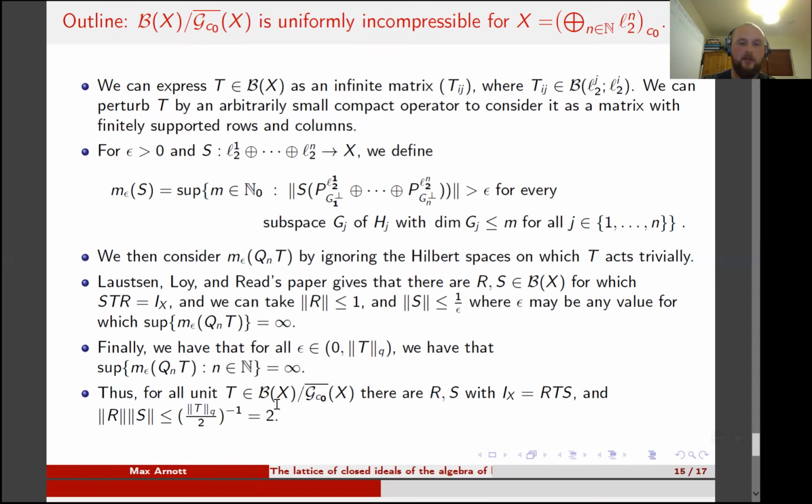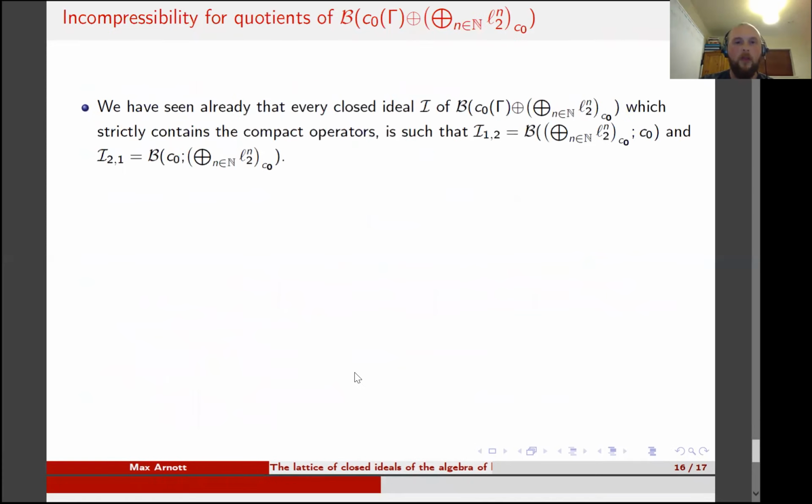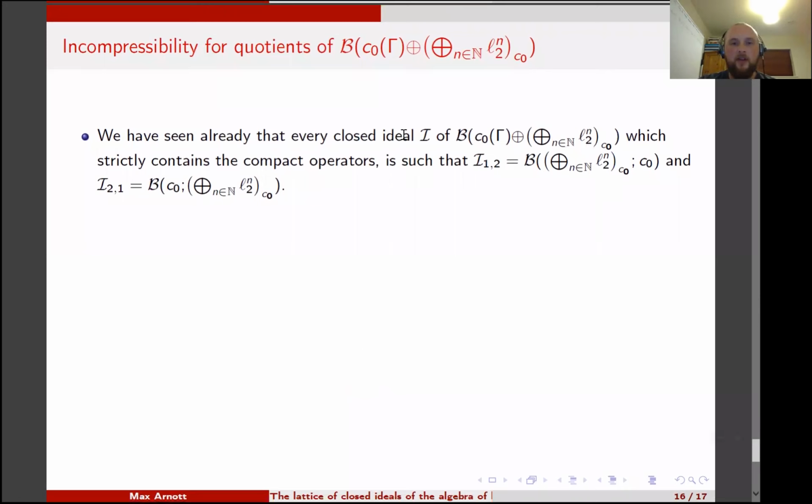So if you take any T in the quotient space, B of X over the operators factoring approximately through C0, you have this factorization through the identity, and you also know that it's bounded. You just take half epsilon to be halfway here. So we've already seen that every closed ideal of this space of bounded operators on a direct sum, strictly containing the compact operators, has its 1, 2, and 2, 1 quadrants trivial. They're the entire space of bounded operators. And I've just noticed here that these should say C0 gamma instead of C0. So apologies for that.